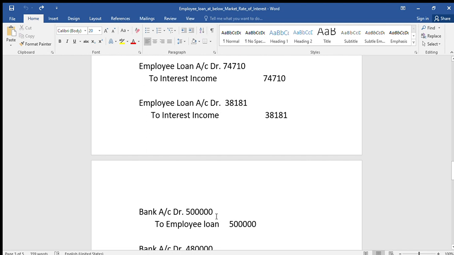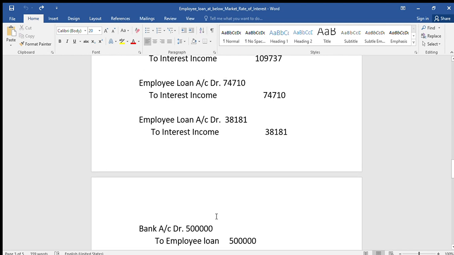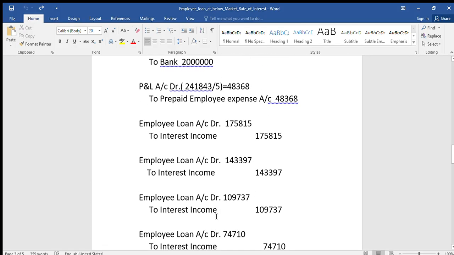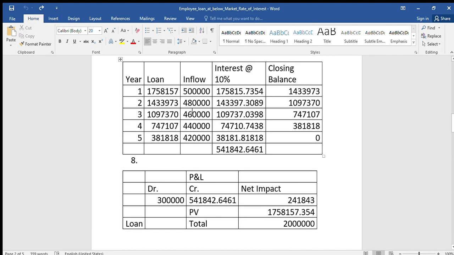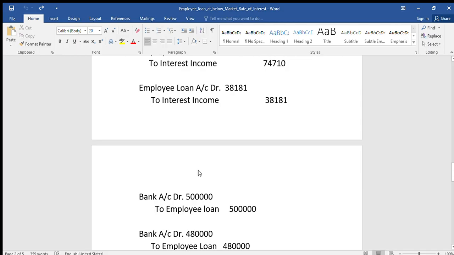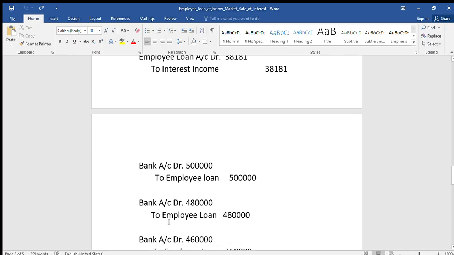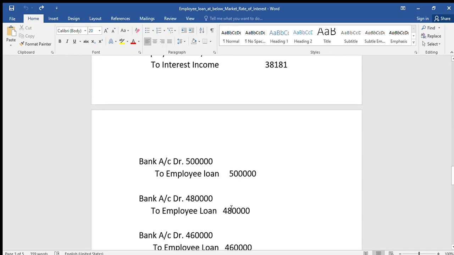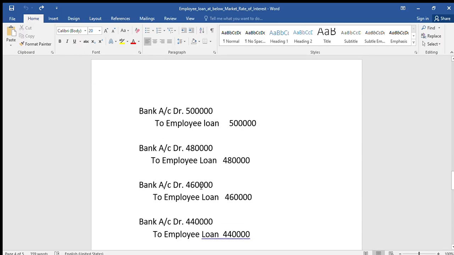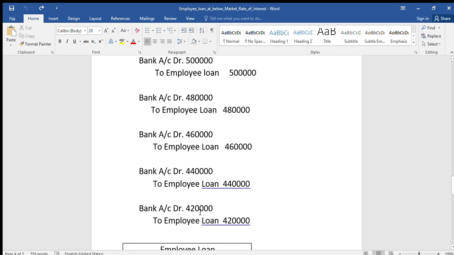Now there would be repayment by the employee at the end of each year. The repayment amounts which we discussed were 5 lakhs, 480, 460, 440, 420. So the repayment would be as follows: bank account debit to employee loan account 5 lakhs, bank account debit 4,80,000 to employee loan account 4,80,000, bank account debit 4,60,000 to employee loan account 4,60,000, bank account debit 4,40,000 to employee loan account 4,40,000, bank account debit 4,20,000 to employee loan account 4,20,000.